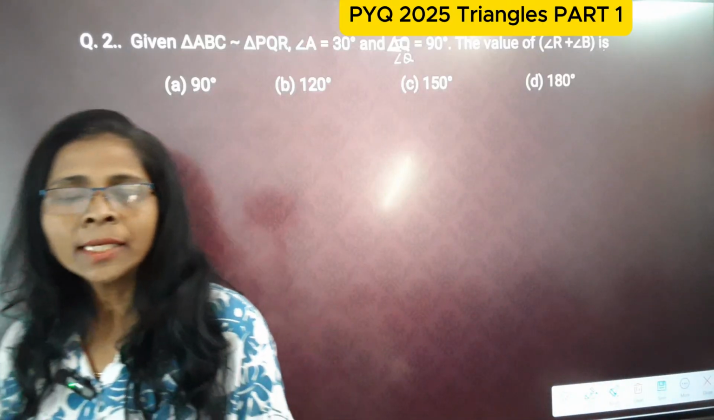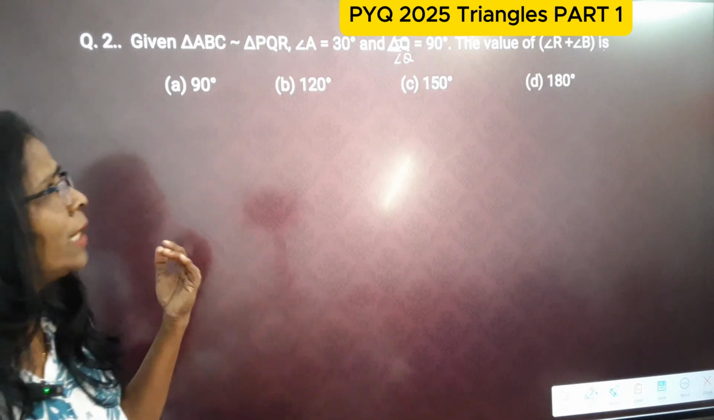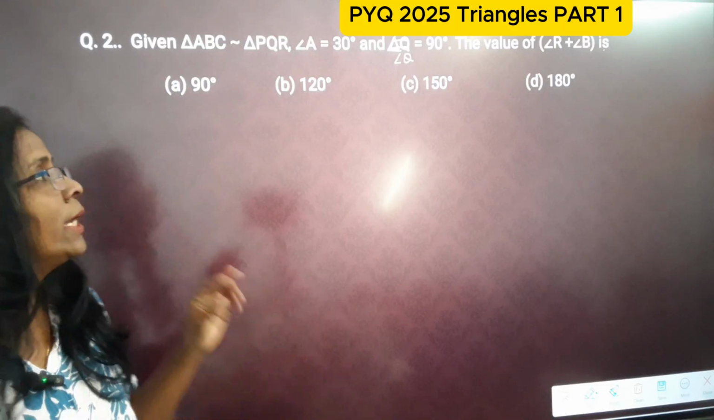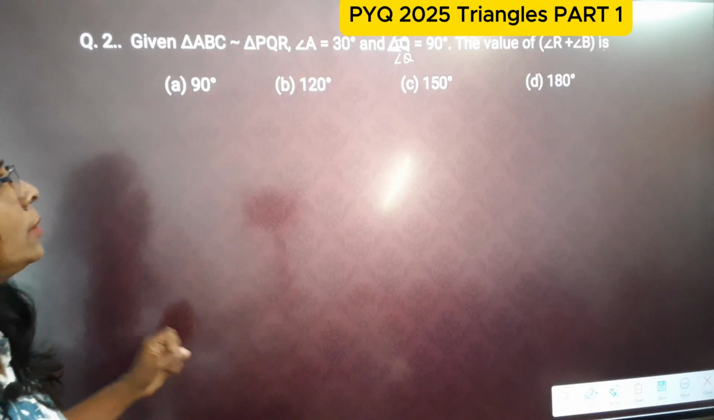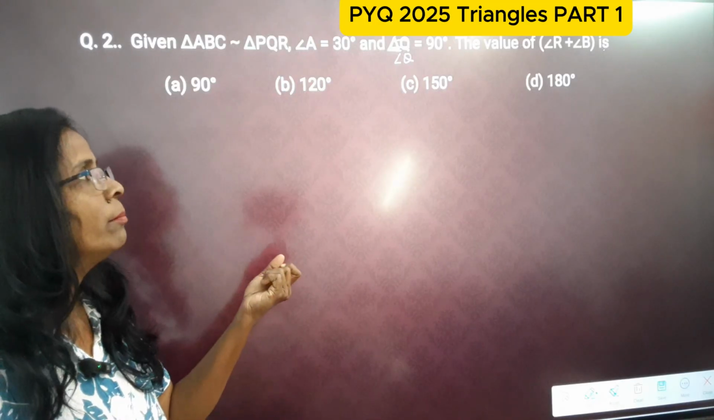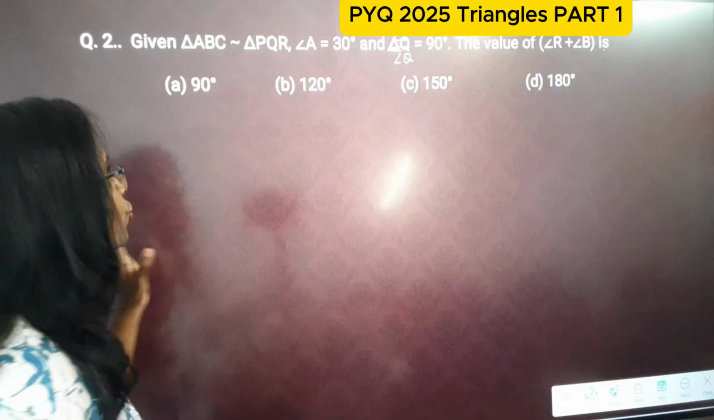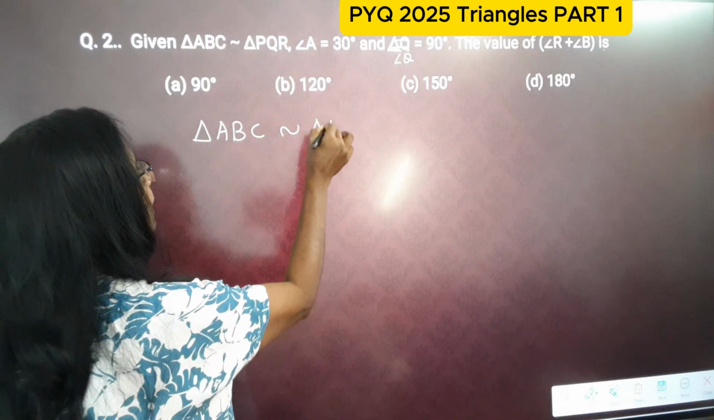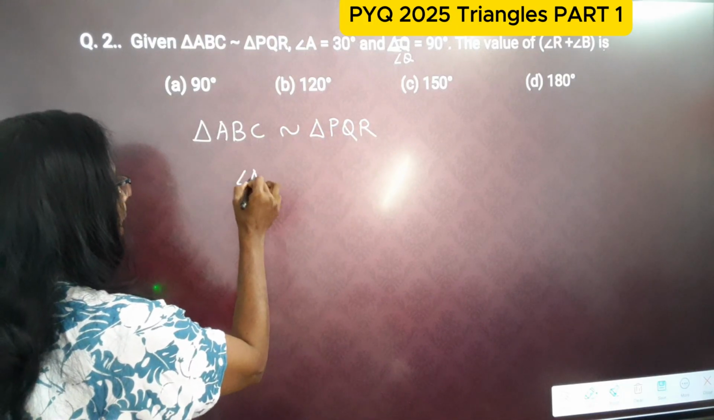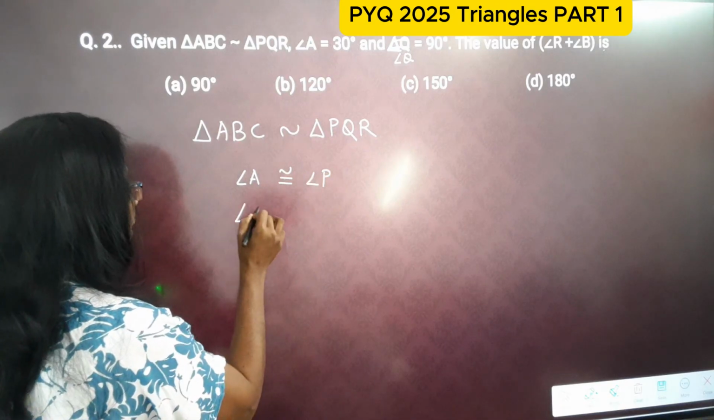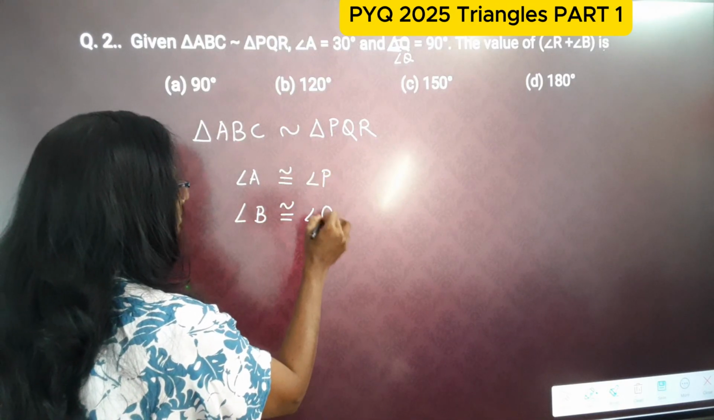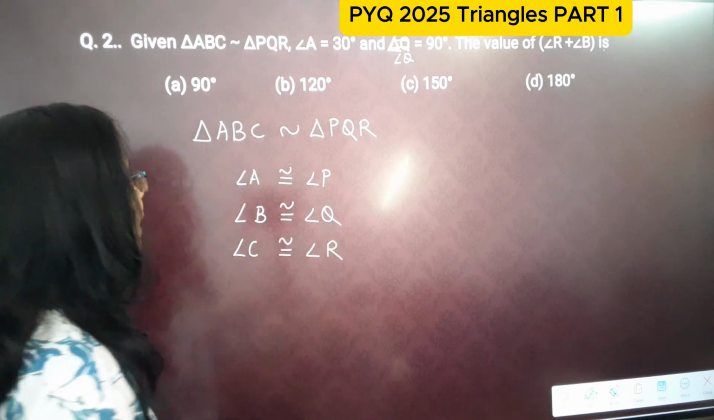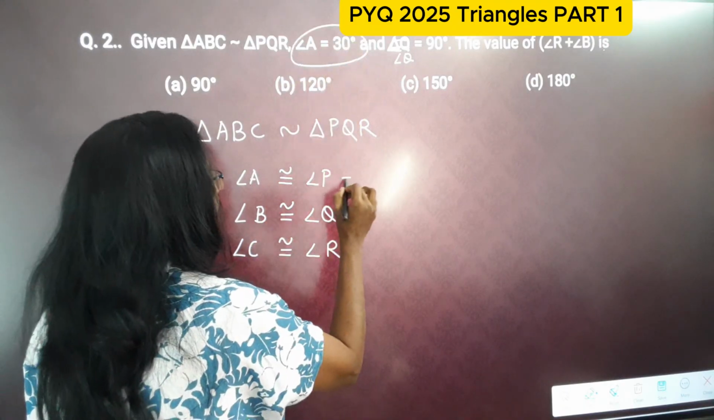Students, with the help of diagrams we can find out the sum of angle R and angle B, and without drawing the figure we can also calculate this. We try to find out this sum without a figure. So here we have triangle ABC similar to triangle PQR. So here students, angle A is congruent to angle P, angle B is congruent to angle Q, angle C is congruent to angle R. So now we have the angle A, that is 30 degree. So I write here 30 degree.